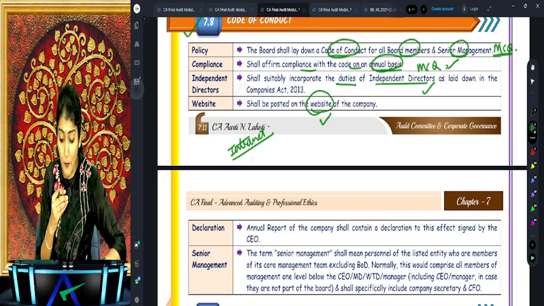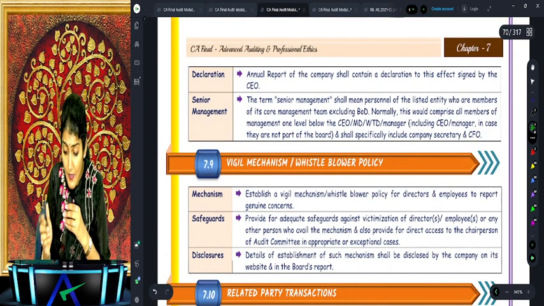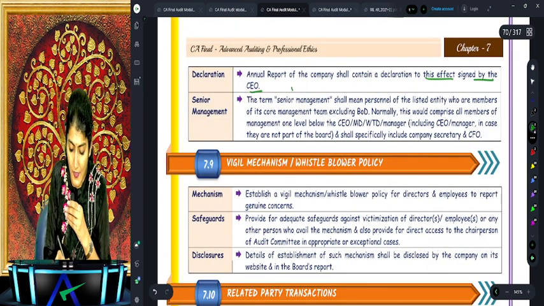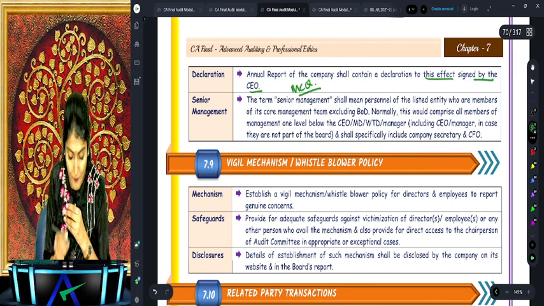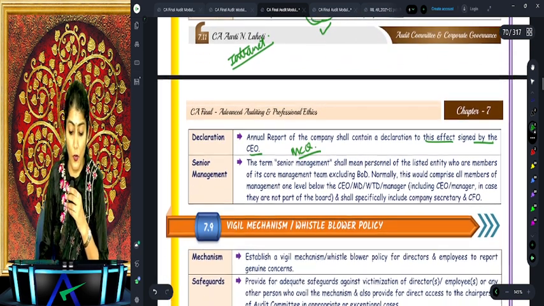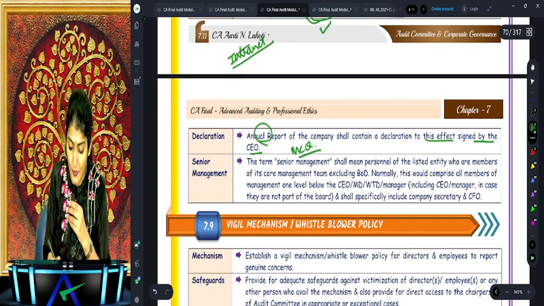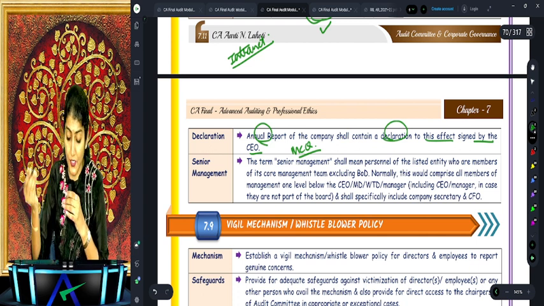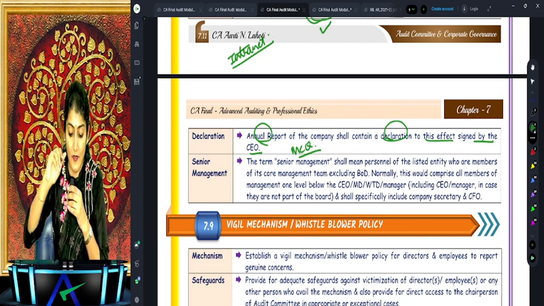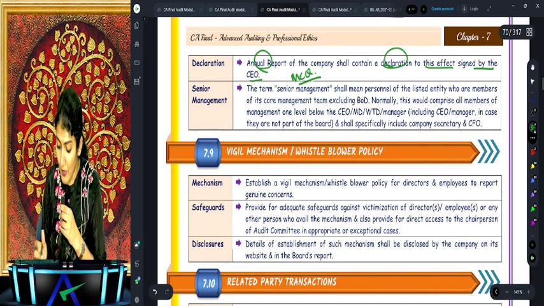Then the annual report of the company shall contain a declaration to this effect signed by the CEO. So again, it is an MCQ, that the company has complied with the code of conduct. What does it say? The annual report should contain a declaration. And who should have signed this declaration? The CEO.